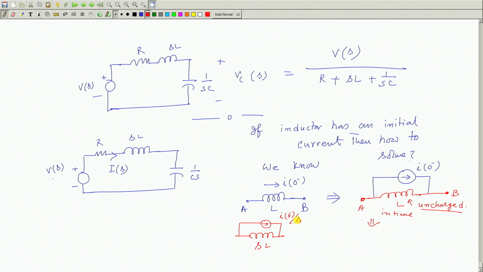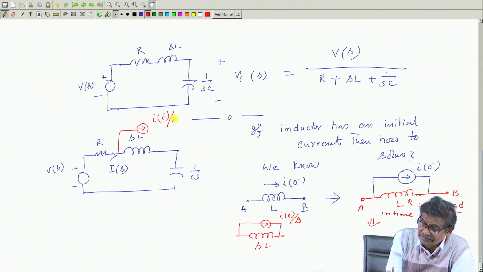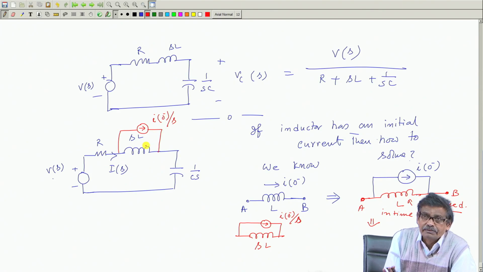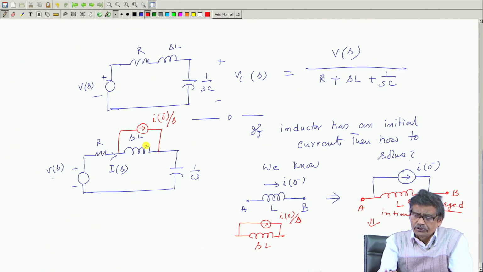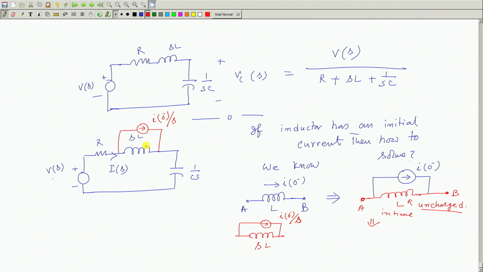Suppose in this example, if this inductor has got some initial current, you draw the circuit SL like this, but then put another parallel branch here with a current source I0 minus by S, like this. Of course, then there are two sources coming in, that is a different issue. I am not writing a differential equation. Okay, this inductor has got an initial current.